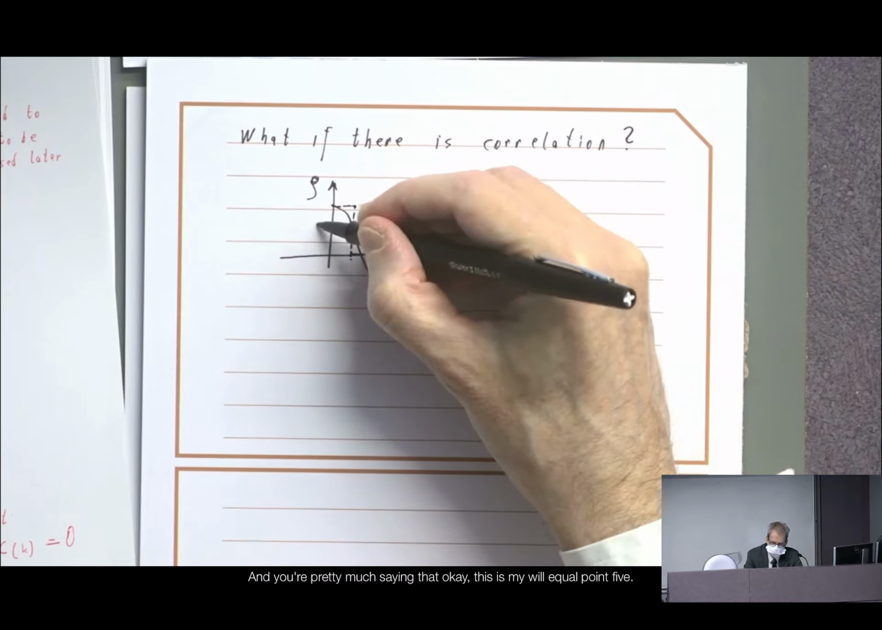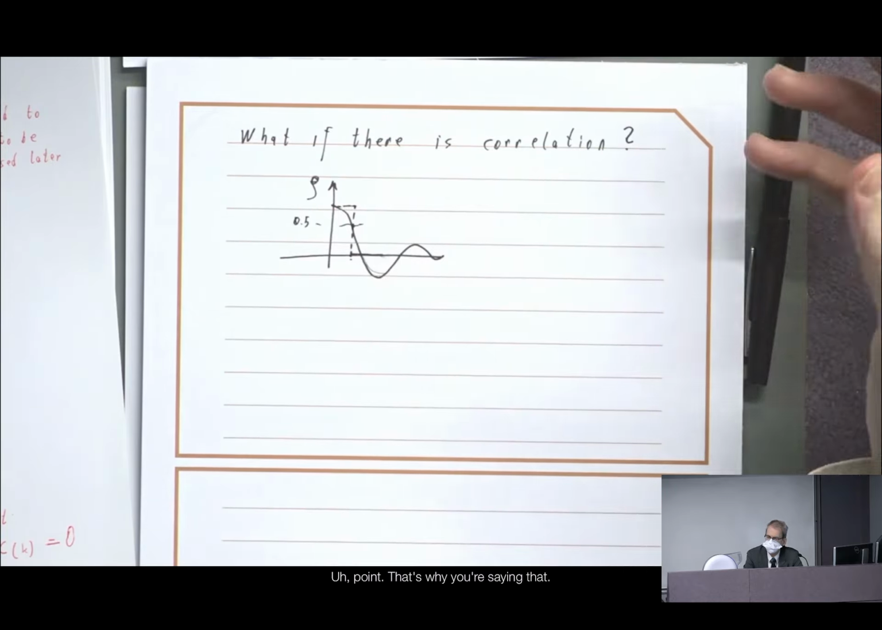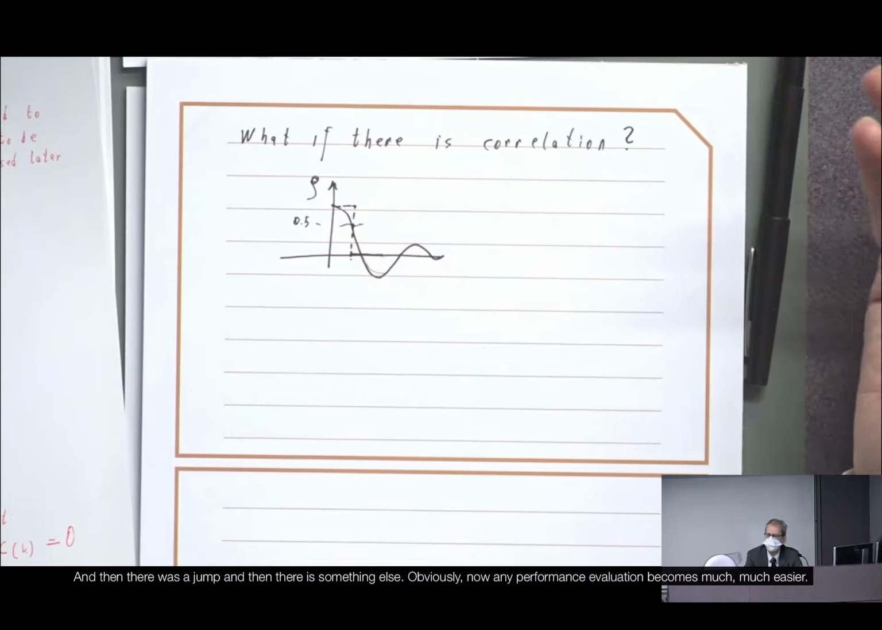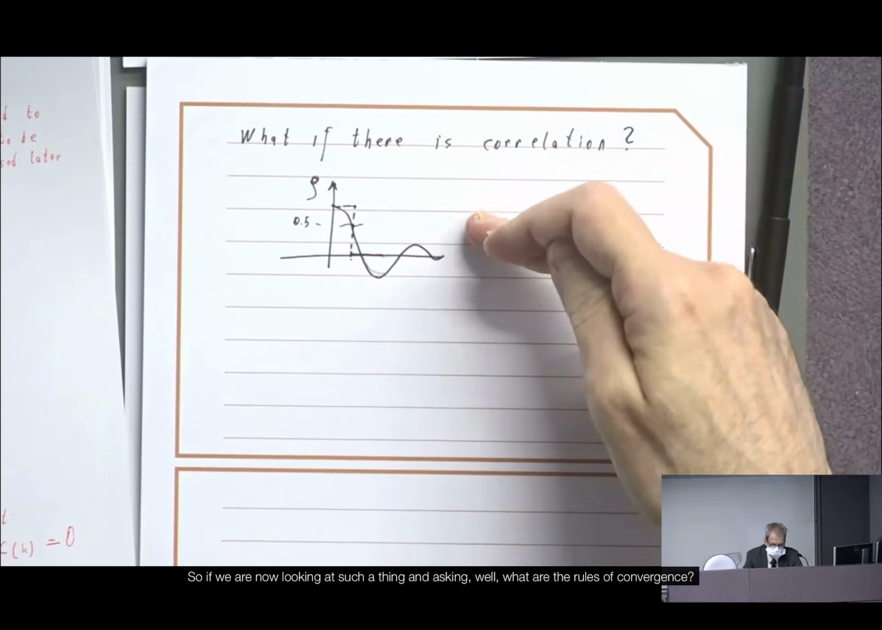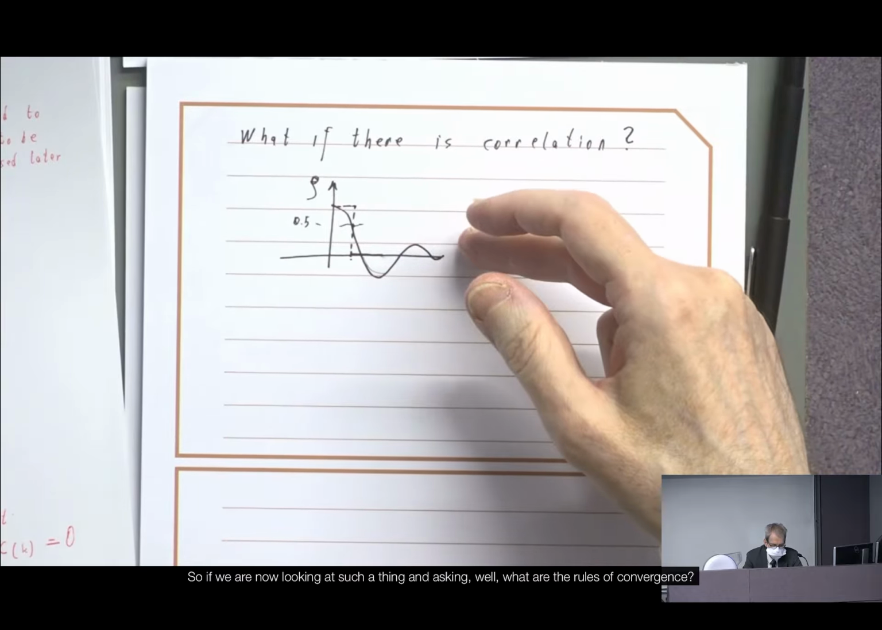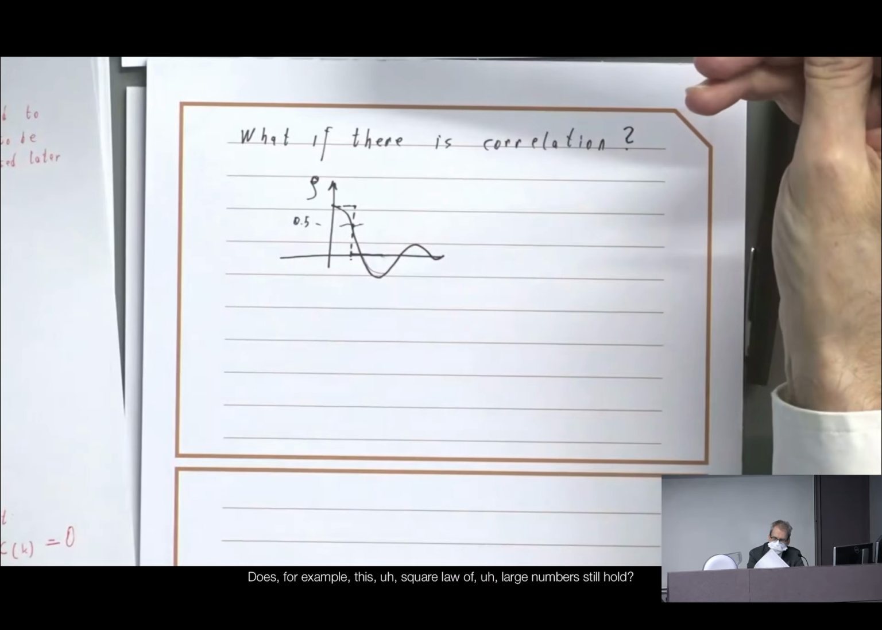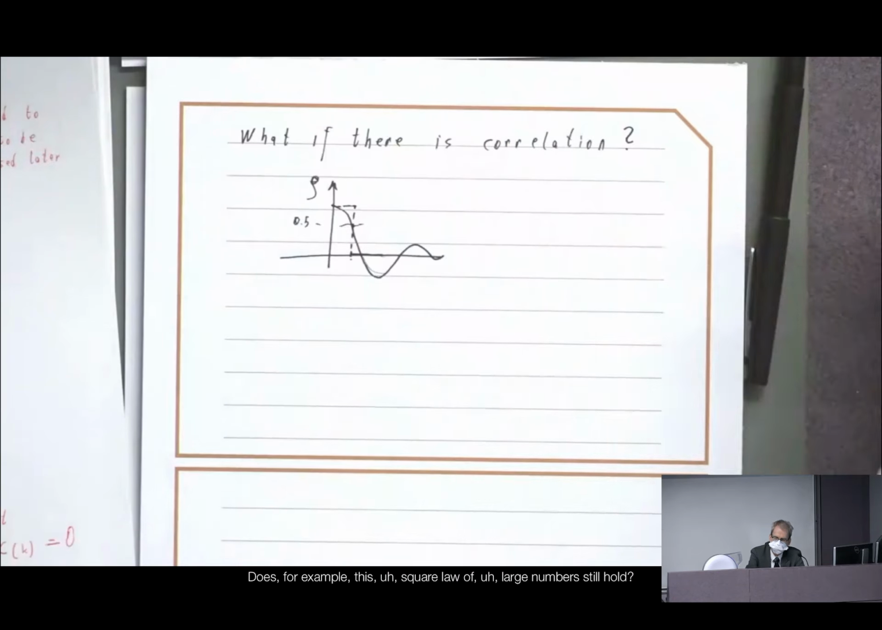And you're pretty much saying that, okay, this is my rho equal 0.5 point. So instead of this smeared out thing, I'm saying that if they're very close together, they're completely correlated, and then there is a jump, and then there is something else. Obviously now any performance evaluation becomes much, much easier. So if we're now looking at such a thing and asking, what are the rules of convergence? Does, for example, this square law of large numbers still hold? And for the block fading model, the answer is a straightforward yes.